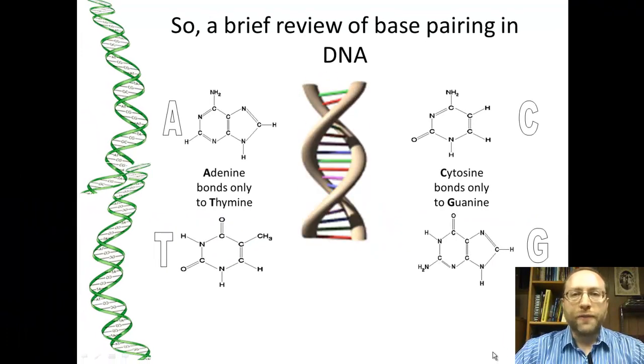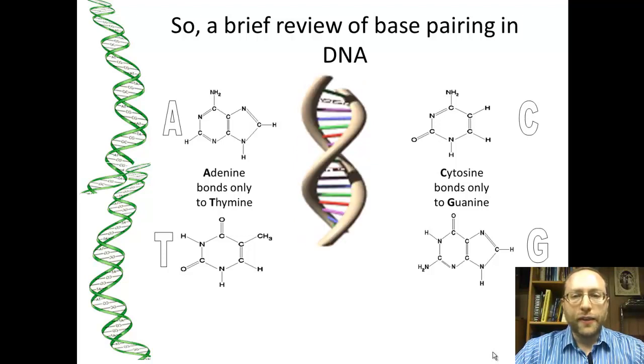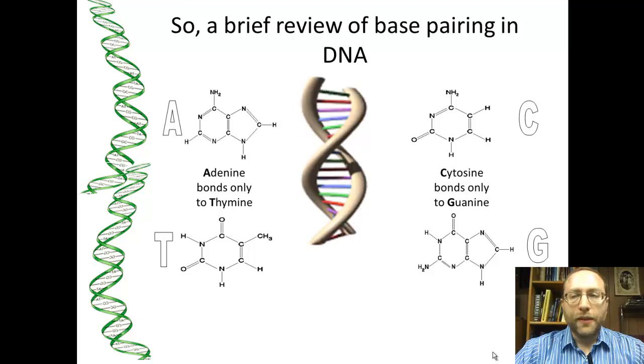First, we'll do a brief review of base pairing in DNA. DNA, remember, is a double-stranded helix like you see here. DNA has 4 bases: adenine, thymine, cytosine, and guanine, also known as A, T, C, and G for short. The adenine bonds only with thymine, thymine only with adenine. Cytosine binds only with guanine, and guanine only with cytosine.